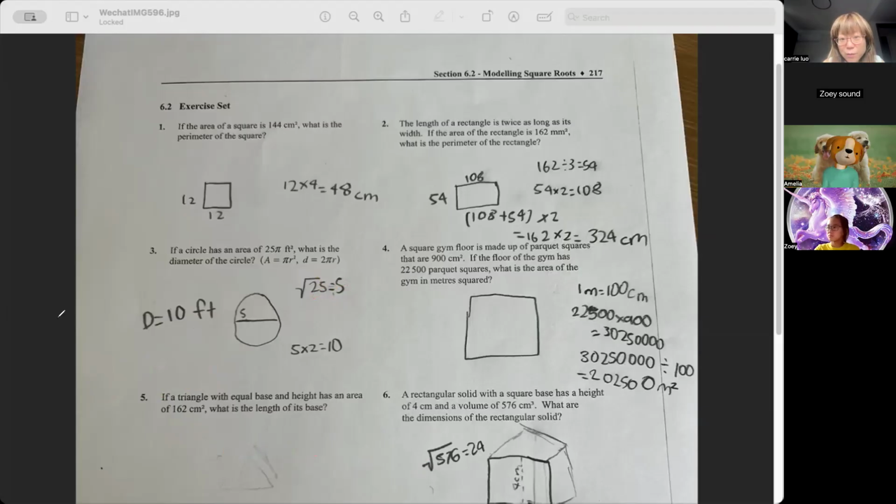Okay, a square gym floor is made up of parquet squares that are 900 centimeters square. If the floor of the gym has 225 parquet squares, what is the area of the gym in meters?